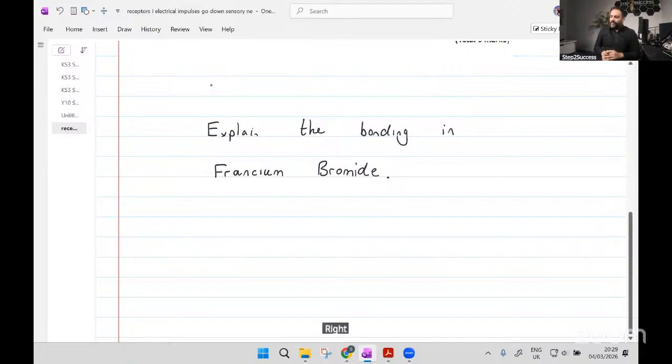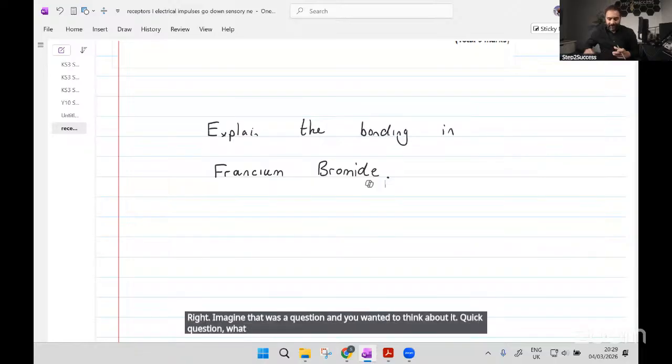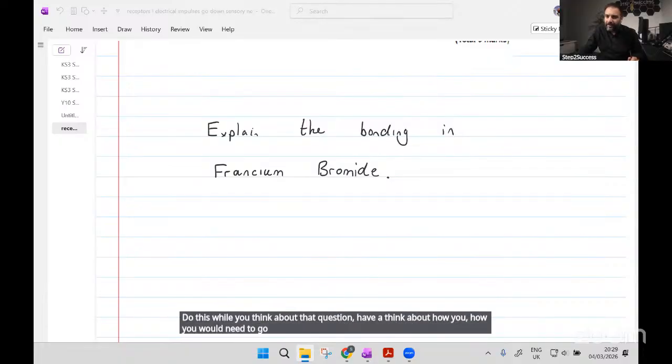Right. Imagine that was a question and you had to think about it. Quick question. What is a synapse? A synapse is a connection between two neurons. While you think about that question, have a think about how you would need to go about answering that. The how is more important than anything else.